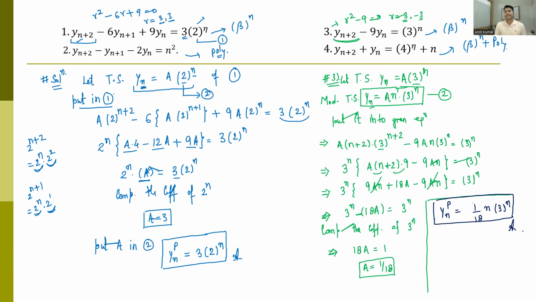Understood? So we discussed two examples of the case beta power n. One where roots are not repeated, second where roots are repeated in nature. Now let us talk about example number 3. In example number 3, what is given? A polynomial is given, a polynomial of degree 2, given as n square. So we'll write the trial solution for n square.